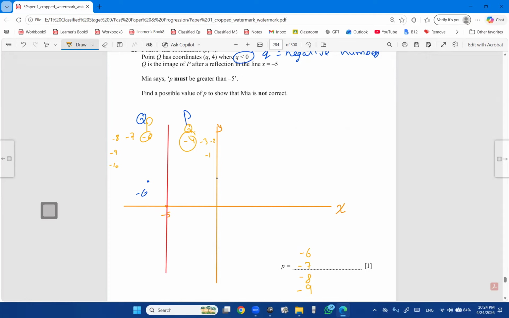So write any possible value for P to show that Mia is not correct. P could be -6, -7, -8, or -9. Any of them would give you the mark.